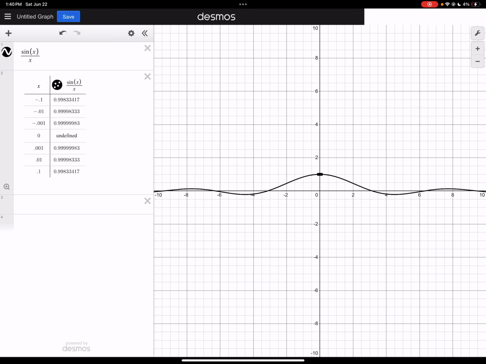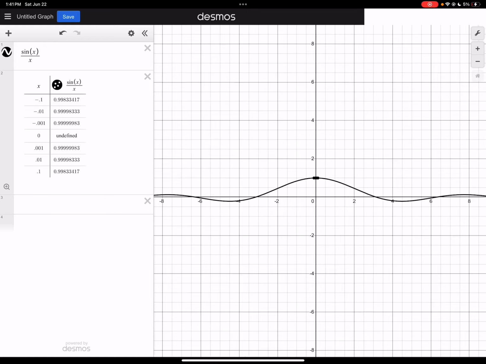As you can see from my table of values, at 0 I'm undefined, because sine of 0 is 0, and x is 0, so I have 0 over 0, which is undefined. But if you look at my table right here, between negative 0.001 and 0.001, it's getting closer and closer to, let's say, 1, because I have 0.99999, 0.9999 right here.